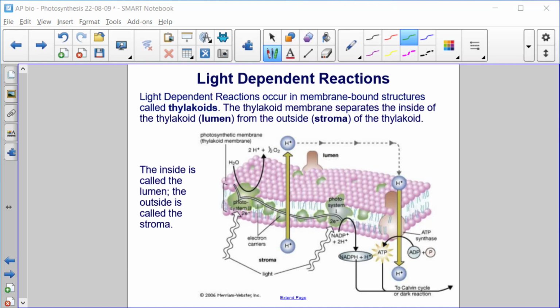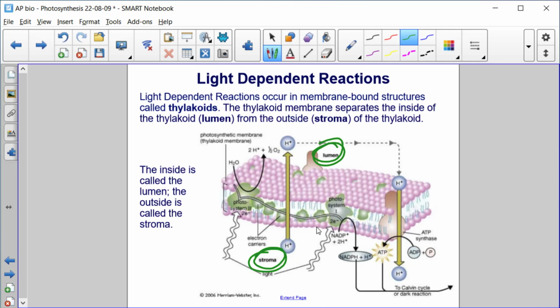The thylakoid membrane separates the inside of the thylakoid, or the lumen, from the outside, or the stroma of the thylakoid. So you can see we have the lumen on this side. This is the inside, and this is the stroma. This is the outside. So you can see that's where light is coming from outside. The inside is called the lumen. The outside is called the stroma.